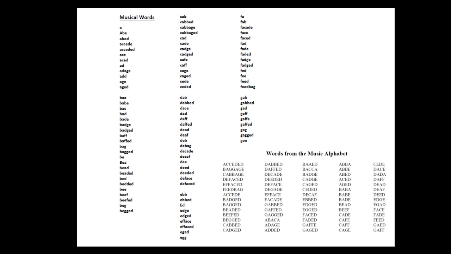What I have here on the screen are many, many, many words that can be spelled using just the first 7 letters of the alphabet. Many of them you might recognize, many of them you may not. If you see one you don't know, look it up. See what it means. See how it's pronounced. Sometimes it's not pronounced as you think it is.